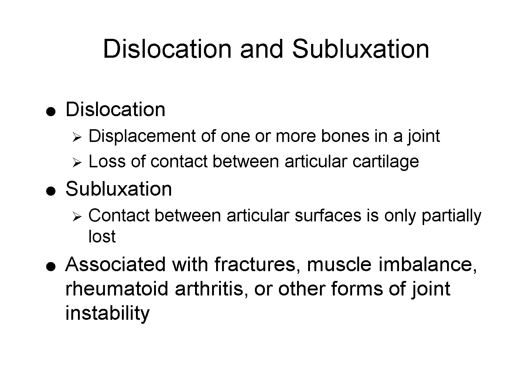A dislocation occurs when bones in a joint lose all contact with each other, while a subluxation is a partial loss of contact. Both can result from trauma, joint instability, or conditions like rheumatoid arthritis. These injuries often accompany fractures or ligament tears. Proper realignment and stabilization are critical to prevent long-term joint damage.